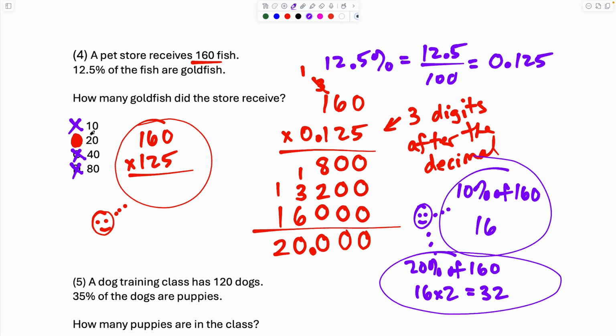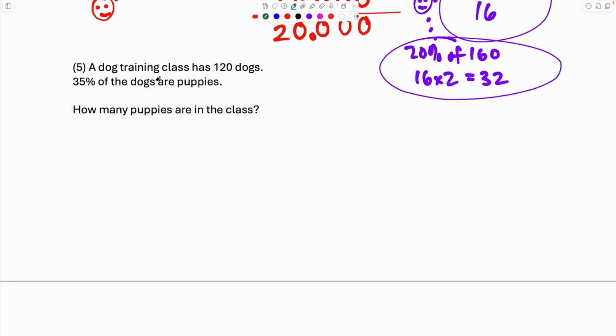And then choice A is no good because 10% of 160 is 16, and 10 is less than that. So 10 is less than 12.5% of 160. Okay, so this one doesn't work. Definitely choice B.